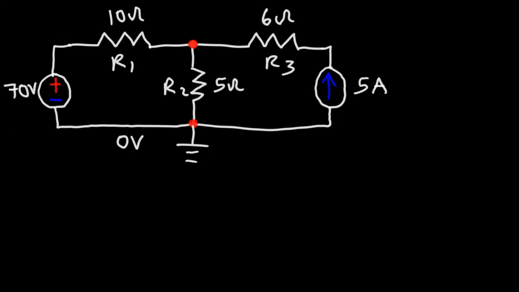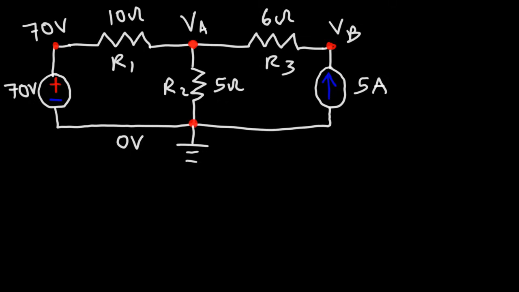Now, the electric potential at this point has to be 70. Voltage is the potential difference between these 2 points, and based on the source voltage, we know that this has to be a difference of 70. Now, we don't know what the voltage is at that point. Let's call the electric potential at that point VA, and the electric potential at this point, we'll call it VB. If we can calculate VA and VB, we can figure out the current flowing through each resistor in the circuit. So that's what we're going to try to do.